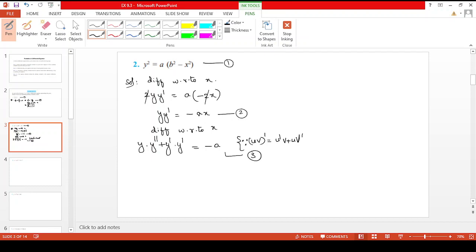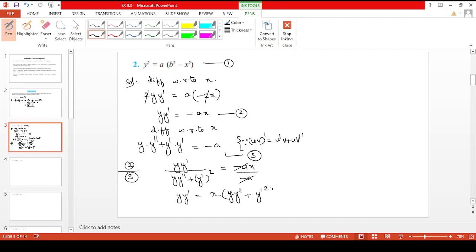Equation 2 is also containing a, and here it is also a. So to avoid this a, I can divide the second equation by the third so that a and b get cancelled. So I am doing that now, 2 by 3, which is y dash by y double dash plus y dash into y dash, which is y dash, is equal to minus x by minus a. So minus a will get cancelled out. So y dash equal to x into y double dash plus y dash square.